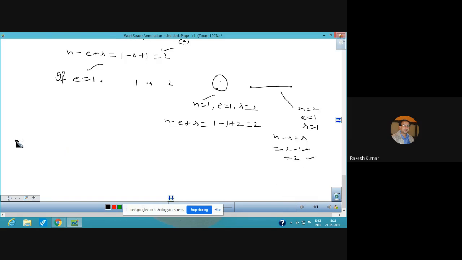Now, induction hypothesis. Now we shall suppose the result is true for any connected planar graph with E minus 1 edges. This is what we have supposed. This is our hypothesis. And induction step now. If E minus 1 edges are there, I'm just going to clarify with the help of a graph.